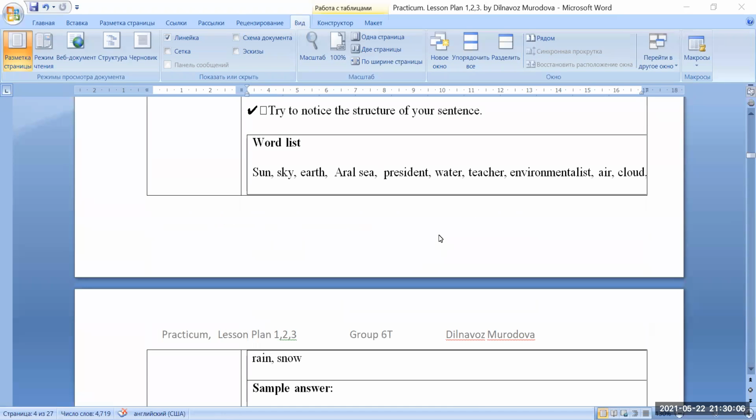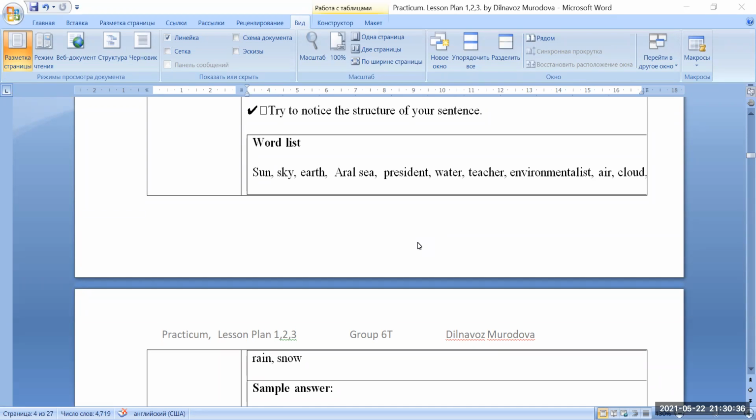And now I want all of you to pay attention to the structure of the sentences which you have just told. For example, is it possible for you to be the sun or the sky or the earth in your life? What do you think? Is it possible? Some of them are not, but student, teacher, or environmentalist are professions. Being a teacher is especially possible.